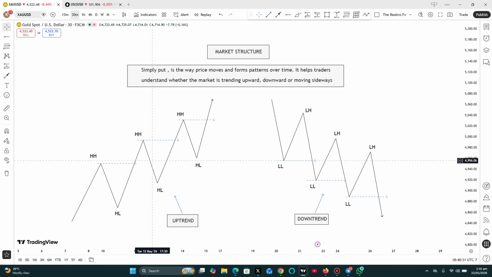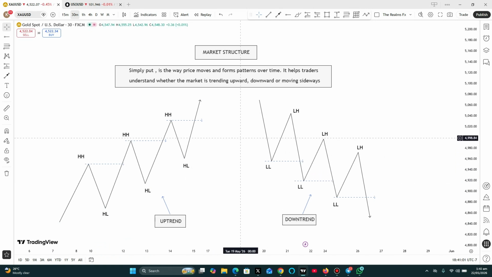Price pulls back and gives us a new higher low, because this higher low is higher than the previous higher low. Then it keeps on breaking the highest structure again, pulls back to give us a new higher low, and the trend keeps on continuing. So when you see that the market is giving you a series of higher highs and higher lows, it means that the market is trending towards the upside.